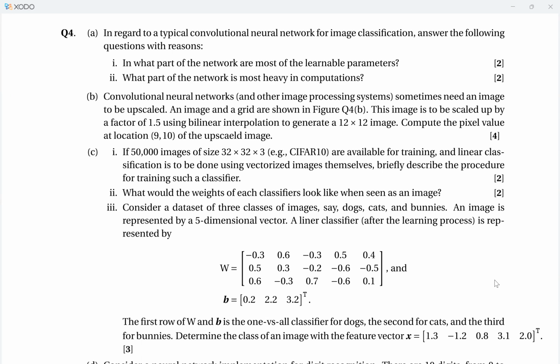Welcome, let's do question number 4. Part A, in regard to a typical convolutional neural network for image classification, answer the following questions with reasons. In what part of the network are most of the learnable parameters? Part 2, what part of the network is most heavy in computations? So, dense layers in the latter part is the answer to the first question.